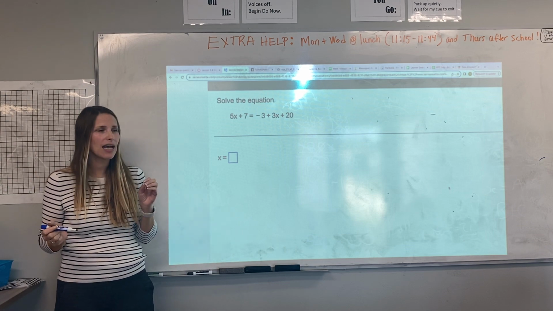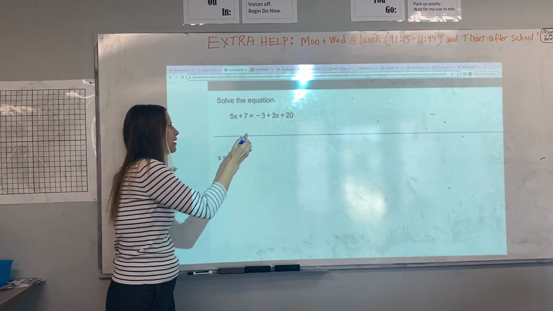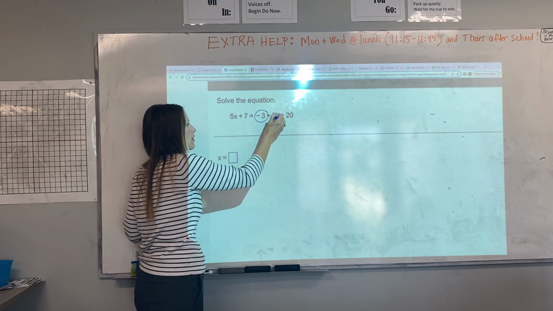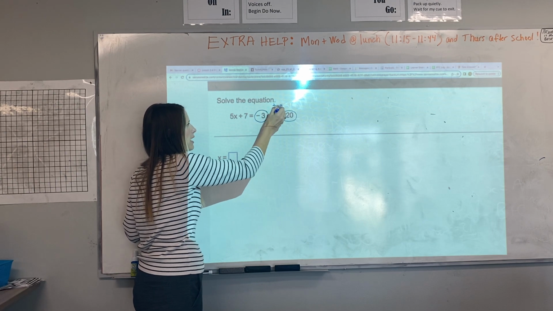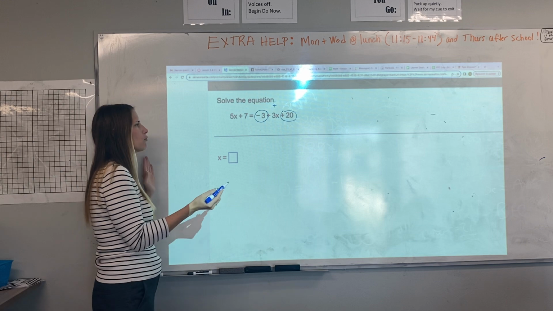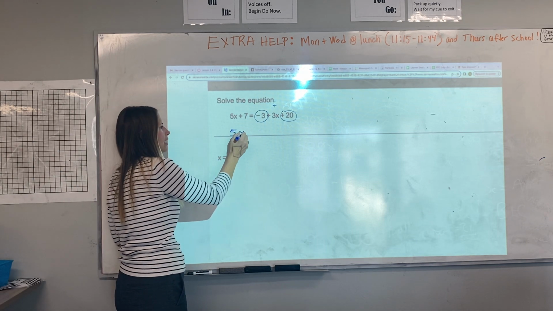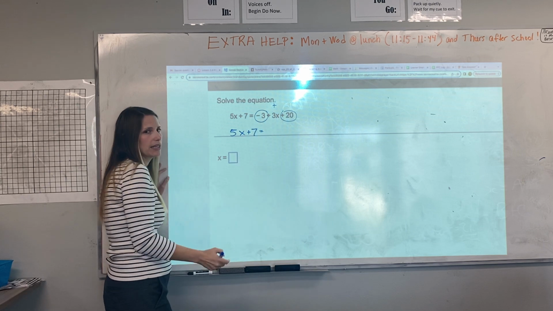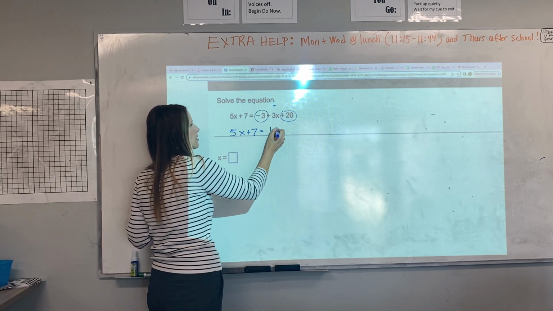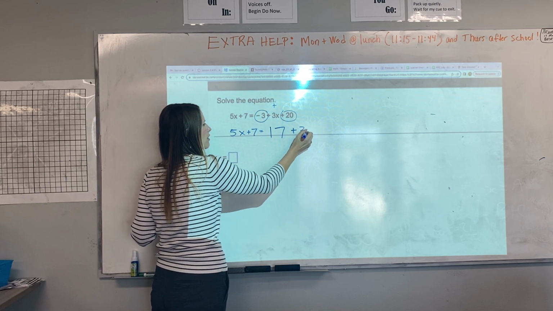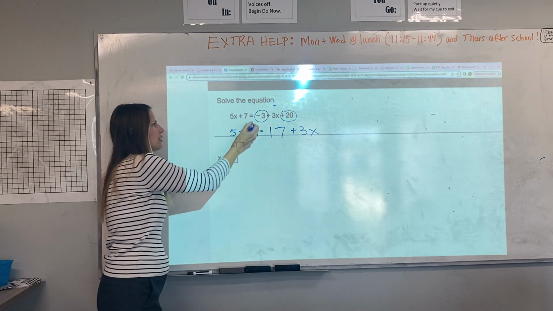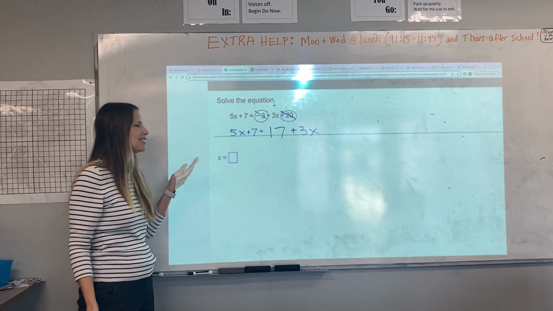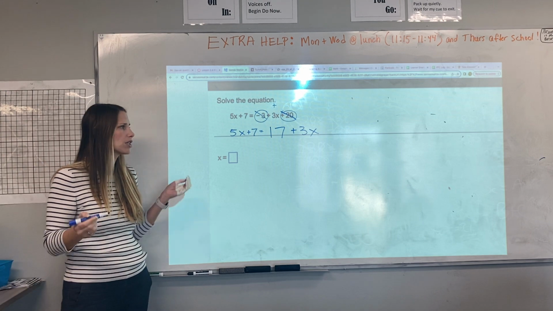But we can recognize that we have two numbers over here that when I circle them with their signs, I can combine them. So I'm just going to rewrite everything. 5x plus 7 equals negative 3 plus 20 is 17. Positive 17 plus my 3x right here. So I've taken care of those, simplified it, but I still have more to do.